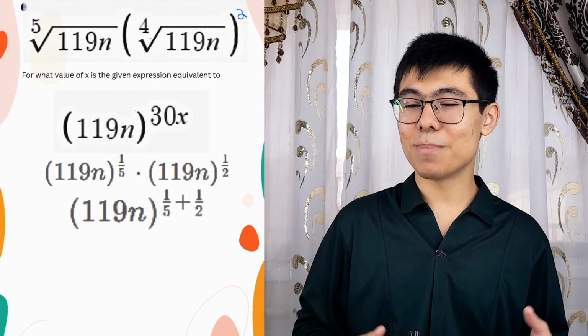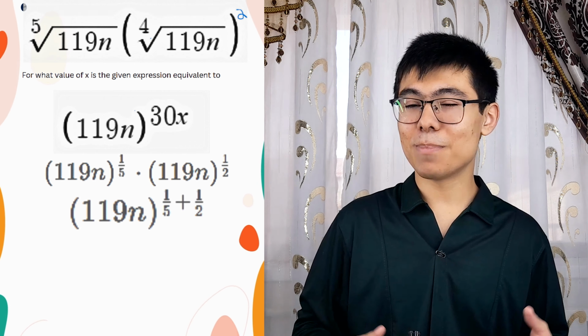But now you're left with the challenge of adding these two fractions. And then you pause and think, what's the common denominator? Then it clicks. The common denominator is 10. So you proceed to find 1 over 5 plus 1 over 2, and that equals 2 over 10 plus 5 over 10, and that equals 7 over 10. Now your expression is simplified to 119^(7/10).